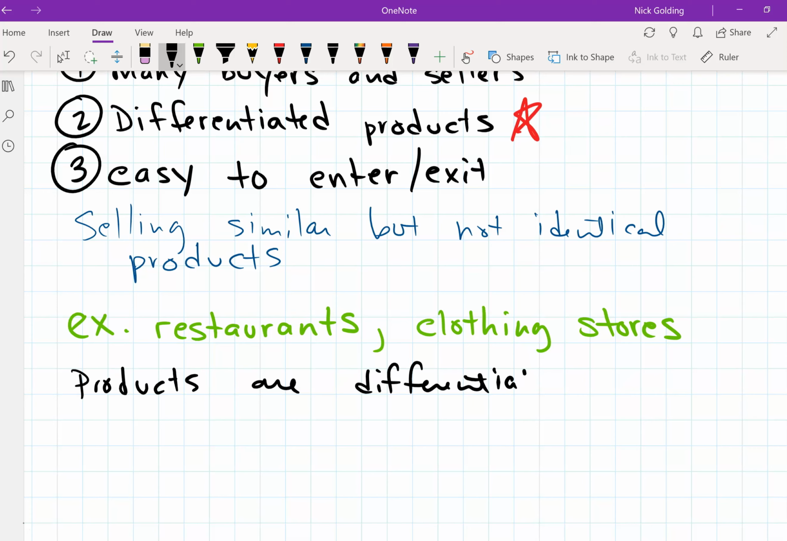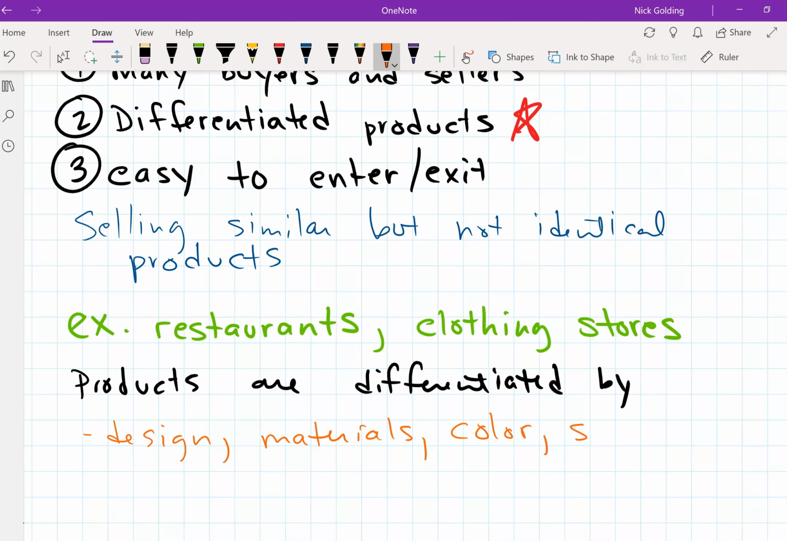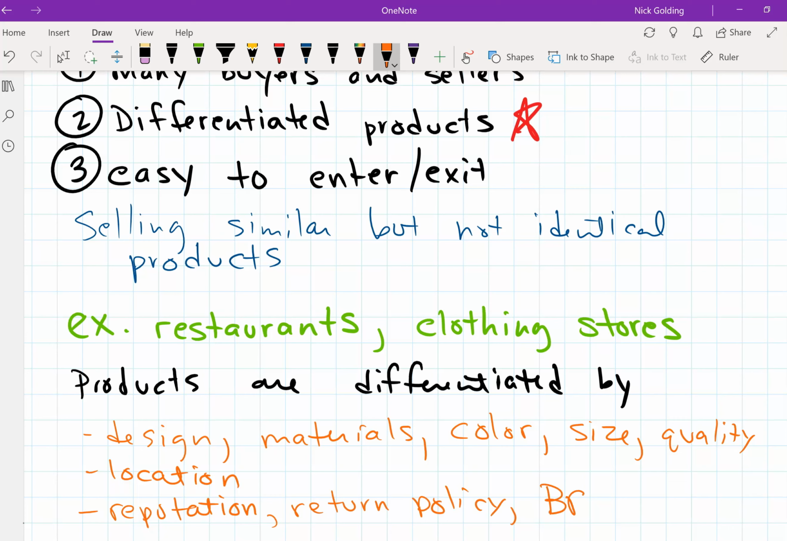Just to give you some examples, we have physical things like design, materials, color, size, quality. You can also think of location. We also have intangible things like reputation, or things that maybe are not exactly seen when you look at the product. Return policy. Here's a big one: the brand. I'll put it in big letters here. Even if everything else is basically equal, if the brand has a good reputation or a bad reputation, this may affect the demand for this product.